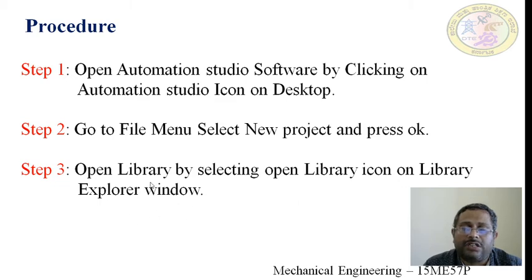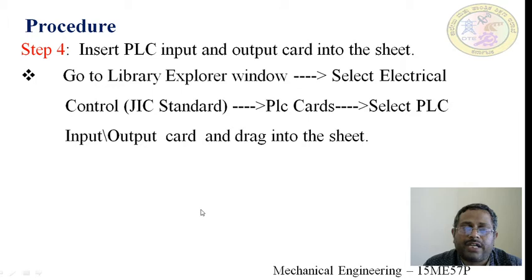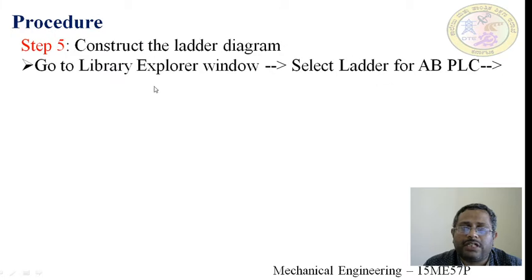After this, all elements will be loaded, and then in step 4, you have to insert a PLC input and output card into the sheet. For that, you have to go to the Library Explorer window and select Electrical Control JIC standard. In that, we have to select PLC card. In that, we have to select the PLC input output card and drag it into the sheet.